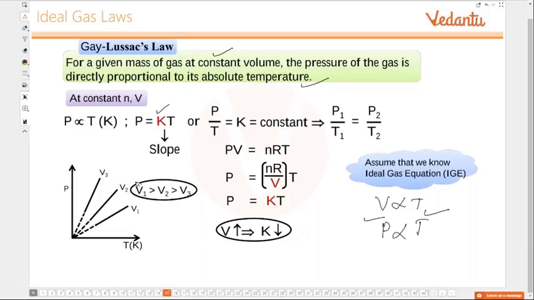Similarly, we should be able to find out what is V1, V2, V3, etc. You can do the same thing here also. Draw a horizontal line or a vertical line, whichever way you do, you can find this out. This is the highest temperature, so V1 should be the highest volume. V1 greater than V2 greater than V3.